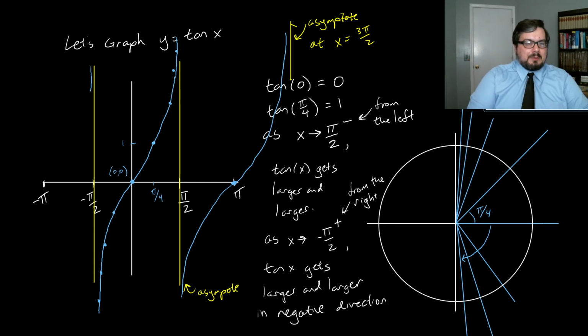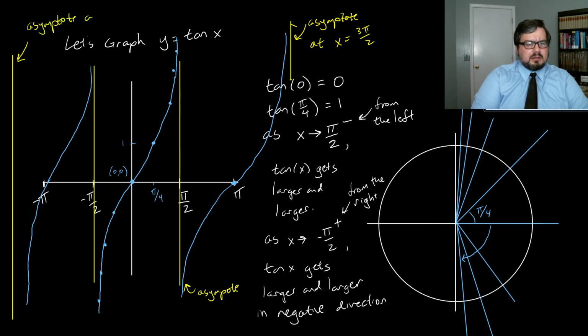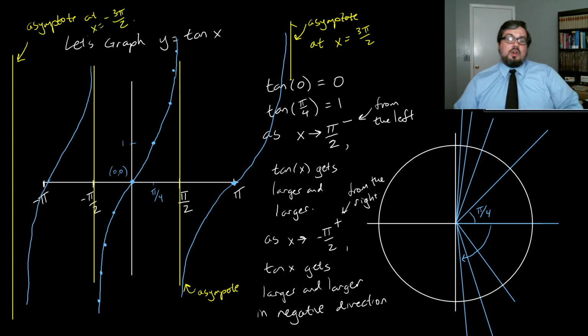And similarly, when we move to the left, we're going to get another copy of tangent, going down like this, and we're going to get another asymptote, this one at negative 3 pi over 2. So this is what the graph of tangent looks like, and it keeps repeating itself over and over again, all the way to the right, all the way to the left, forever. And so this is what the graph of tangent looks like.